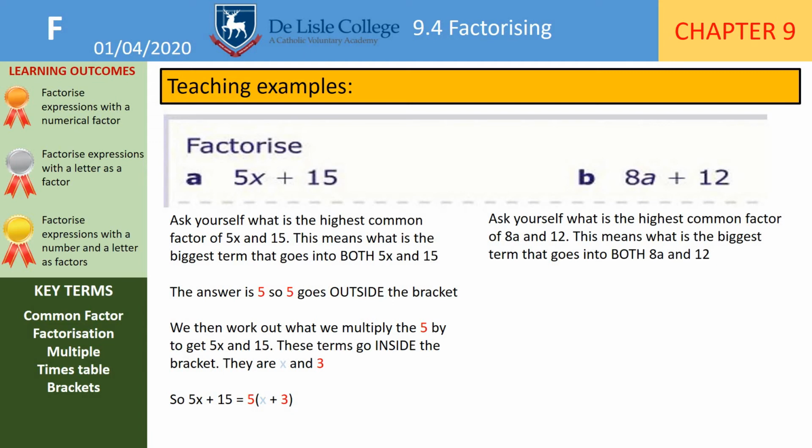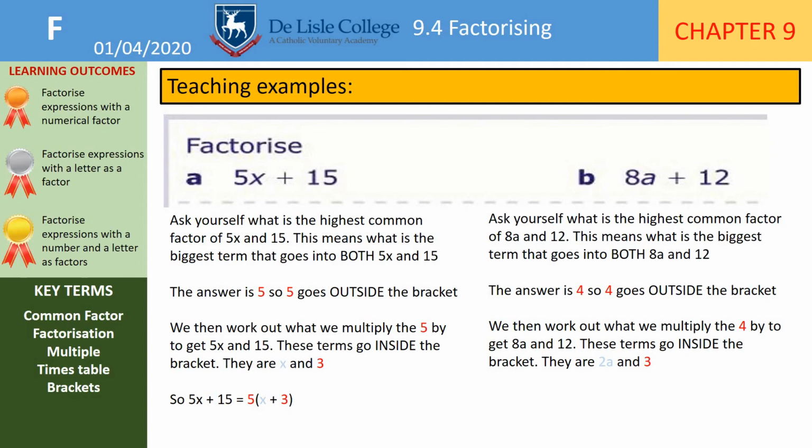Example 2, ask yourself what's the highest common factor of 8a and 12. This means what's the biggest term that goes into both 8a and 12. The answer is 4, not 2, 4, so 4 goes outside the brackets. So we then work out what we multiply the 4 by to give us 8a and 12. These terms go inside the bracket.